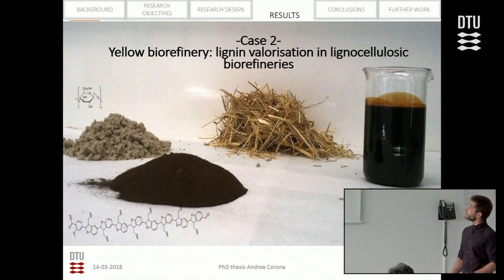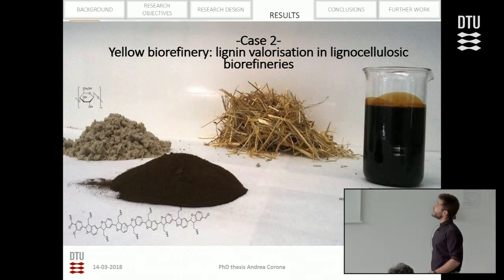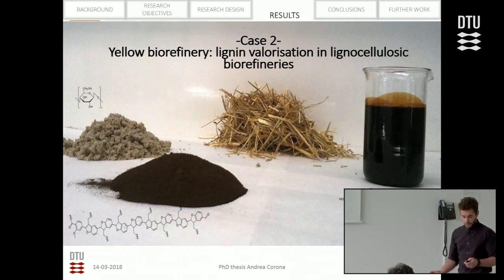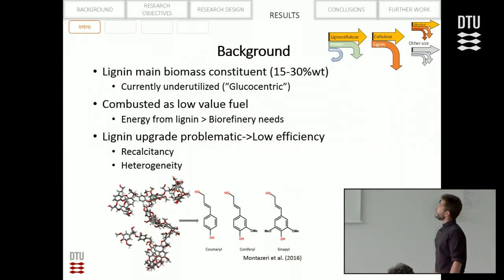In the second case, so now we move on, we are at the second case, and this time we will look at yellow biorefinery and on the lignin valorization. So now we cover the first part of the protein, and we move on and we look at the lignin.